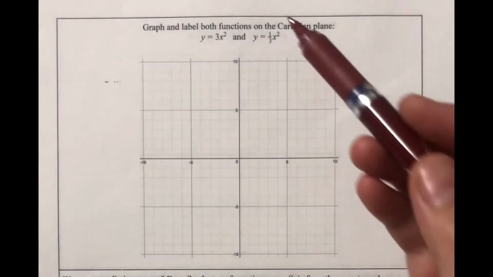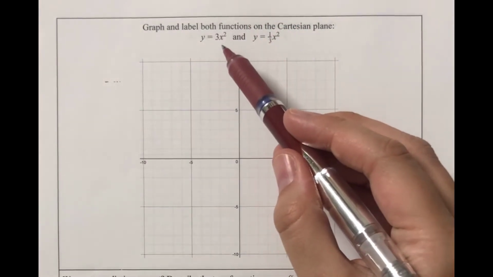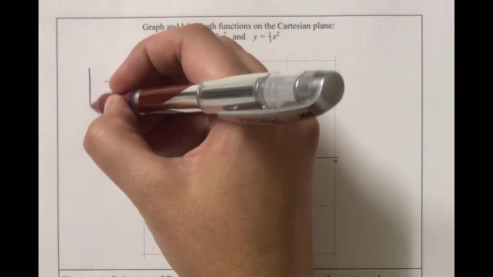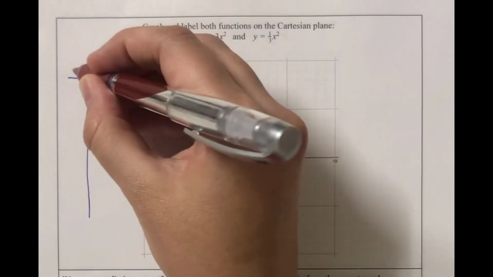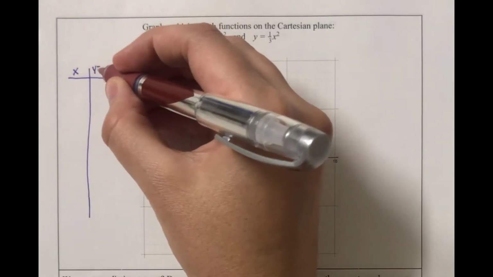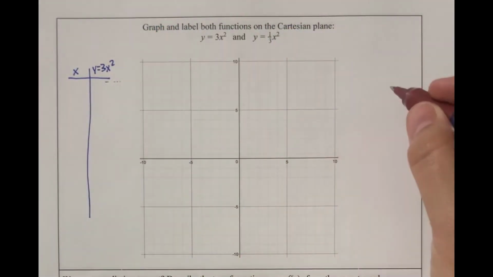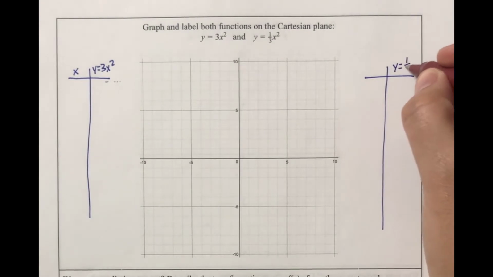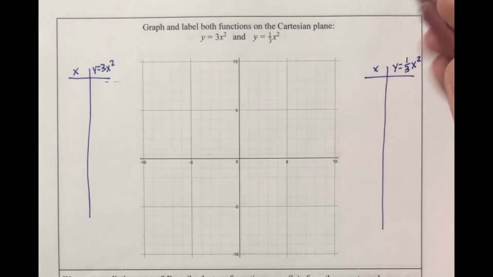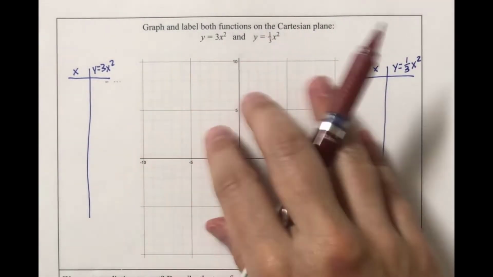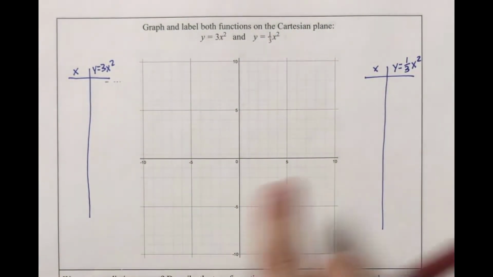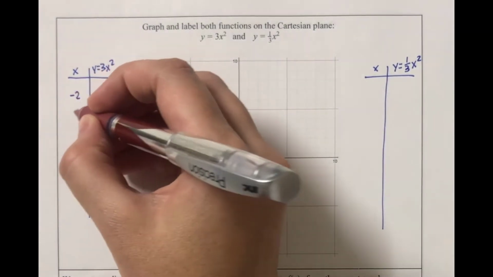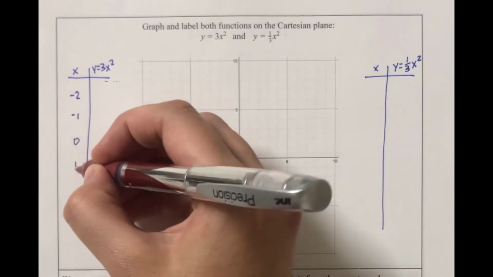Okay, so let's go ahead and graph these two functions, y equals 3x squared and y equals 1/3 x squared. Let's make a quick table for each of these and plot some points. On the left, I'm going to use y equals 3x squared, and on the right, I'll make a different table with y equals 1/3 x squared. We are going to have two separate graphs in the same coordinate plane, but we're just plotting them one at a time. Let's pick the same x values we've been picking.